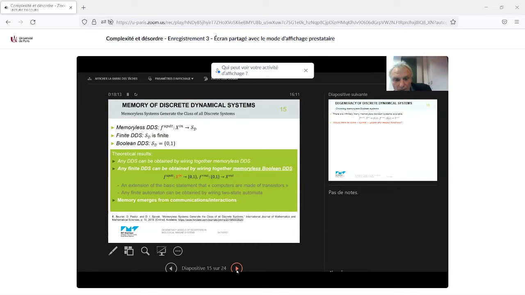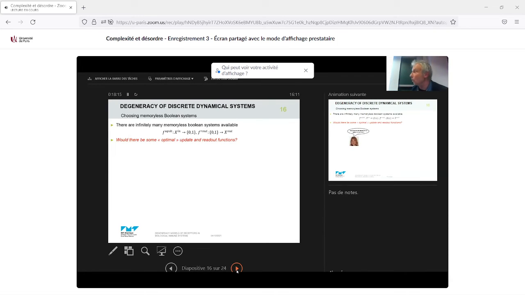Okay, but we have a question now. I told you that we can choose any update function, any readout function, great. But isn't it possible that among all the possible choices we have, there are some better functions than others? Perhaps optimal functions, perhaps optimal readout and update functions.